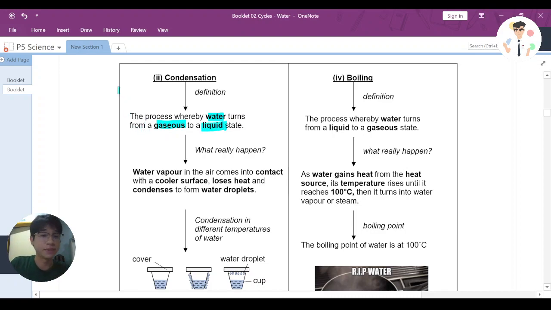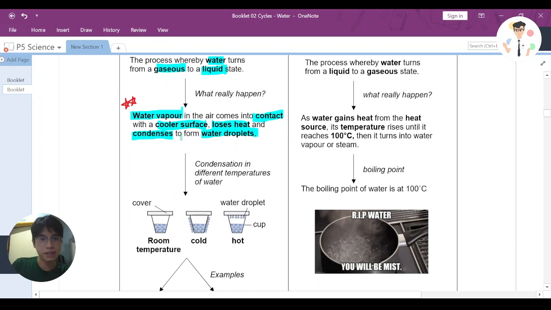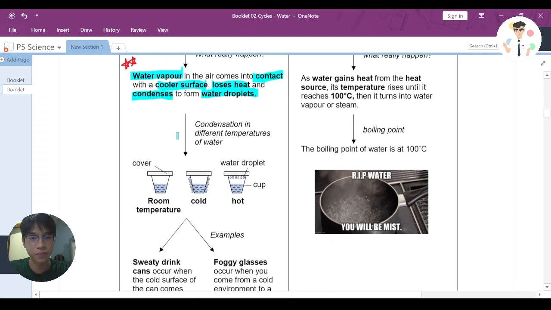So what really happens here? This explanation is very important. It can be applied in many situations, and this is something you must remember. Water vapor in the air comes into contact with a cooler surface, then loses heat to the cooler surface and condenses to form water droplets. This statement is very important. You must remember it. Before I jump into the next part, let me come to the real life examples.